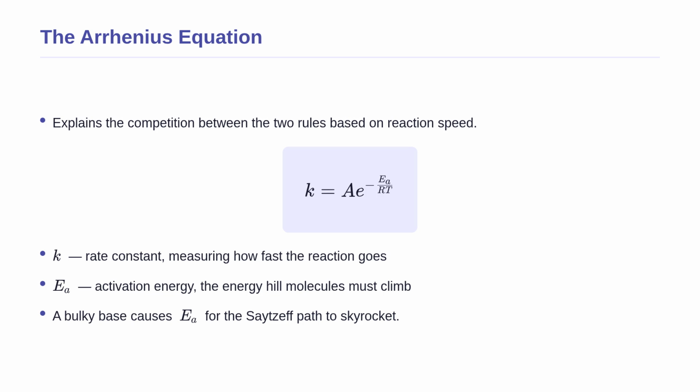When a bulky base is used, the physical crowding causes the activation energy for the Saytzeff path to skyrocket. Because EA is in the negative exponent, this massive increase causes the rate K for the Saytzeff path to drop to almost zero, allowing the Hoffmann path to win.